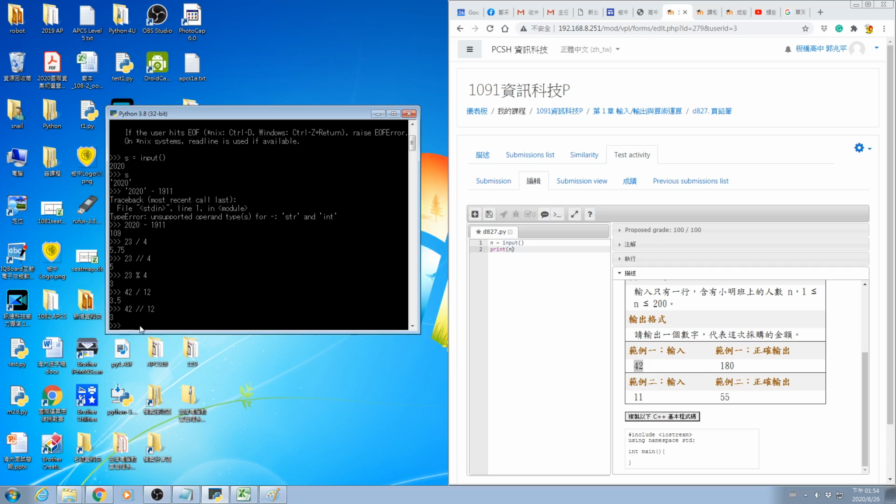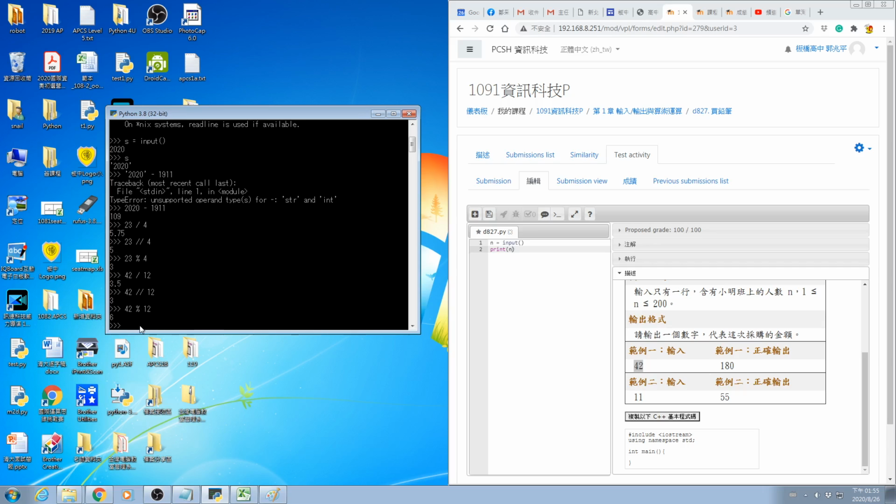So how many more pencils do we need to buy for extra students? We need to buy 6 more, right? But how do you come up with that number 6? How do you calculate it? That's the same thing. We still have 42 divided by 12, but this time we use the percentage sign. It will give you the remainder of that, all right?